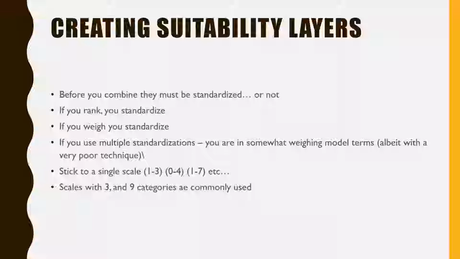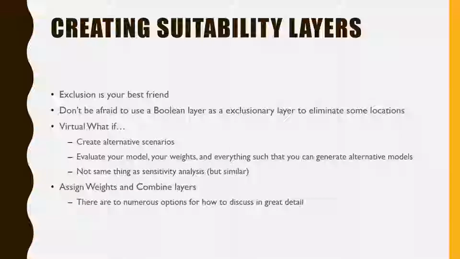If you're going to use a single scale, that works great. Commonly when we use scales, we use things with 3 to 9 categories. Exclusion is your best friend. Don't be afraid to use Boolean layers as an exclusionary layer to eliminate some locations. Run virtual what-if scenarios. Create alternative scenarios. Evaluate your model, your weights, and everything to generate other models to figure out which model is the best.